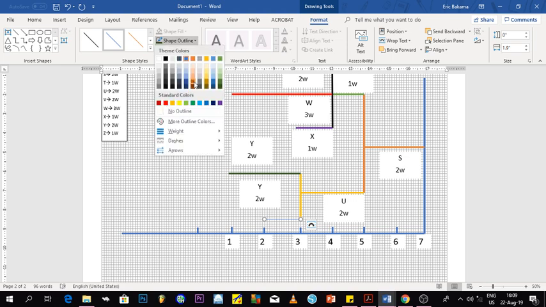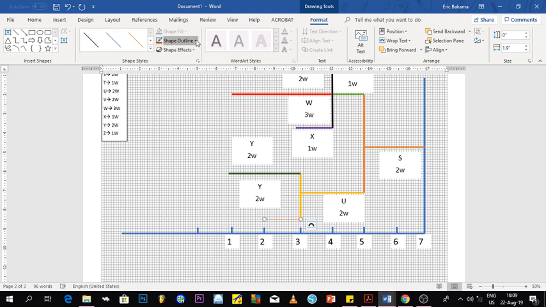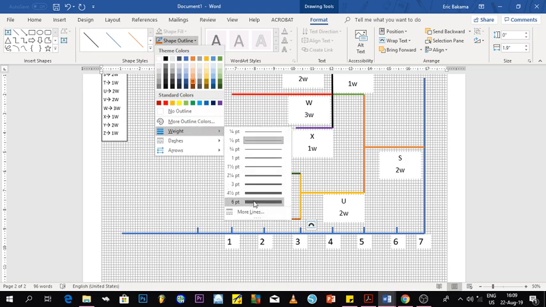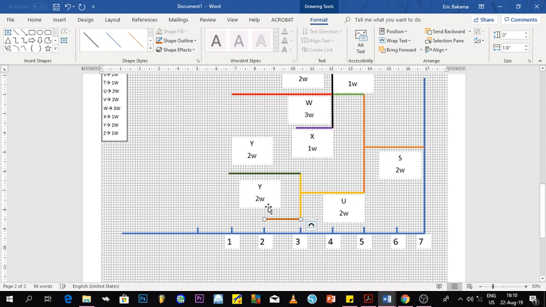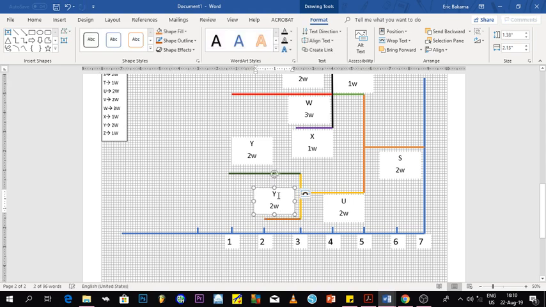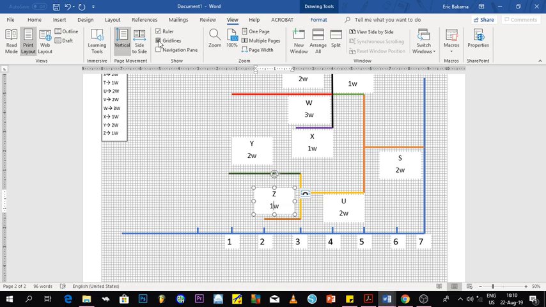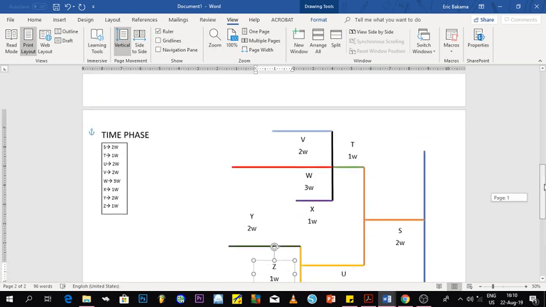Then which color? Let me take this one, and then the heaviest weight. So what we have here would be Z. So we have Z, and then the lead time is 1 week like this. So now we are done with our product structure. I think I can remove now my construction line just for you to see it clearly. So from here we are done with it.